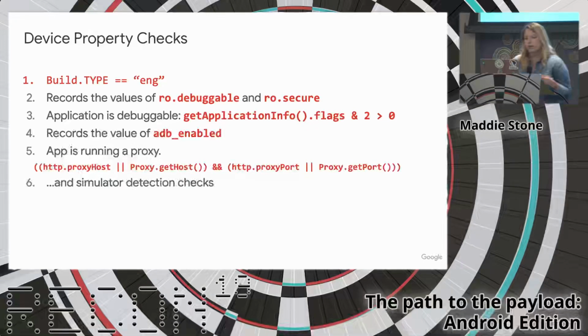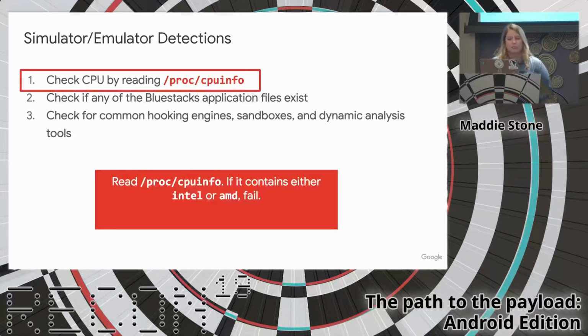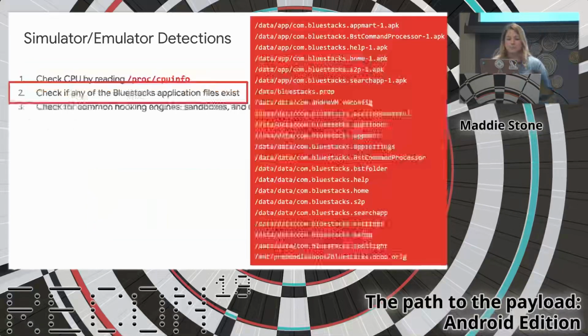And so these are all of the checks they use to get that information. And then they move into emulator. Their word is simulator within the code checks. And so these can be grouped into 3 different categories of checks. So the first one is, again, they're just checking CPU info, making sure they're not on Intel or AMD.